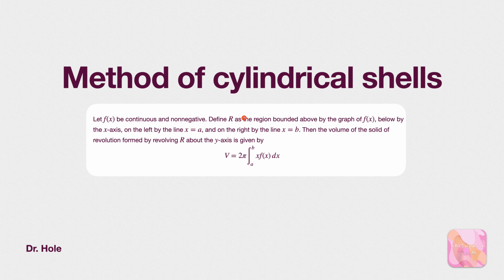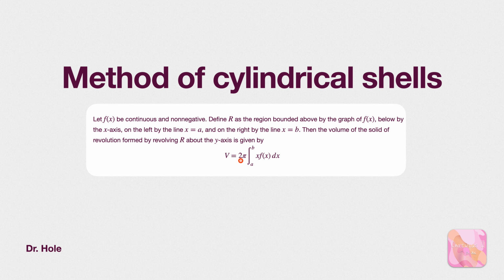Okay, let's formally write down what we've gone over. So this is the method of cylindrical shells. We want f to be continuous and non-negative. And then we take R to be the region, bounded above by the graph of f, bounded below by the x-axis, and off to the left and right by x equals a and x equals b, respectively. The volume of the solid formed by revolving capital R about the y-axis is then given by this volume integral.